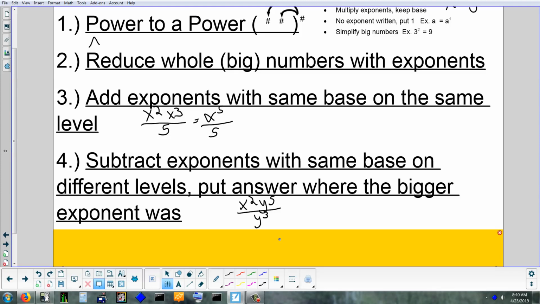So when we're multiplying exponents, we're really adding them. When we're dividing exponents, we're subtracting them. And then when we have the exponent on the outside of the parentheses, we're going to multiply.